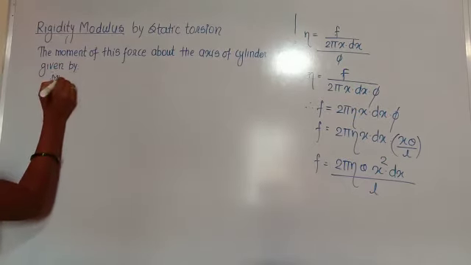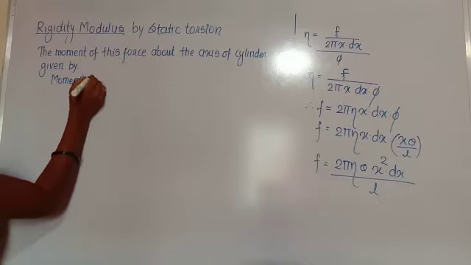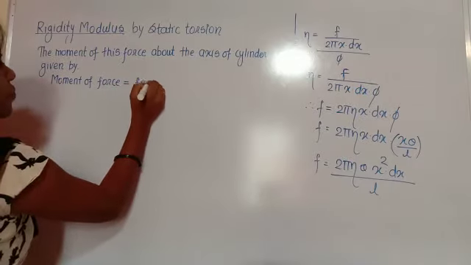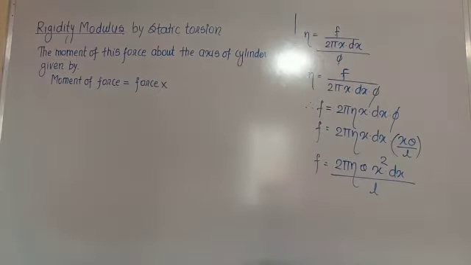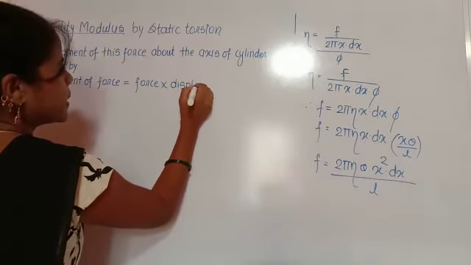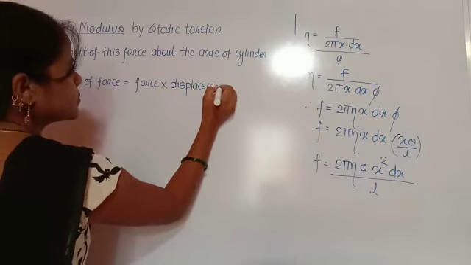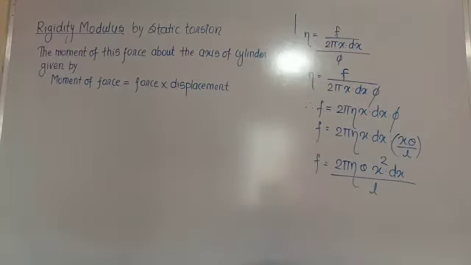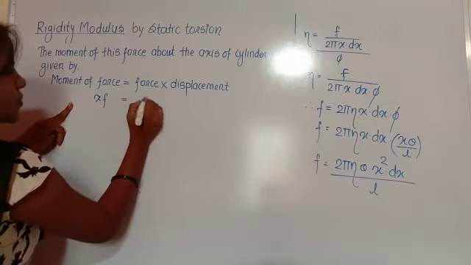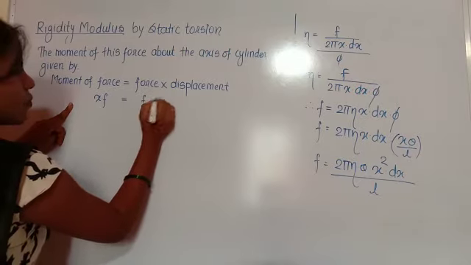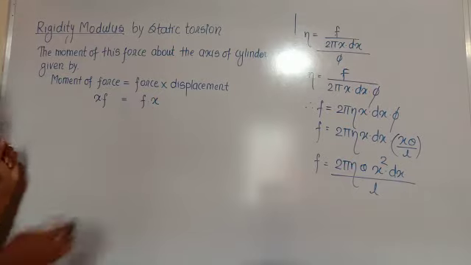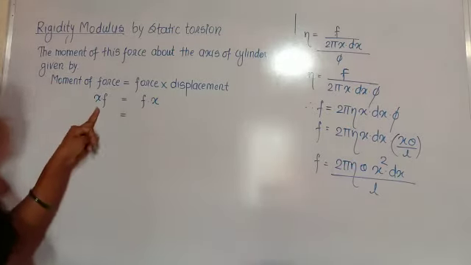So the moment of force is given by force into displacement, or distance. The moment of force is x into F, force into displacement x. So this moment of force is nothing but the force into x.